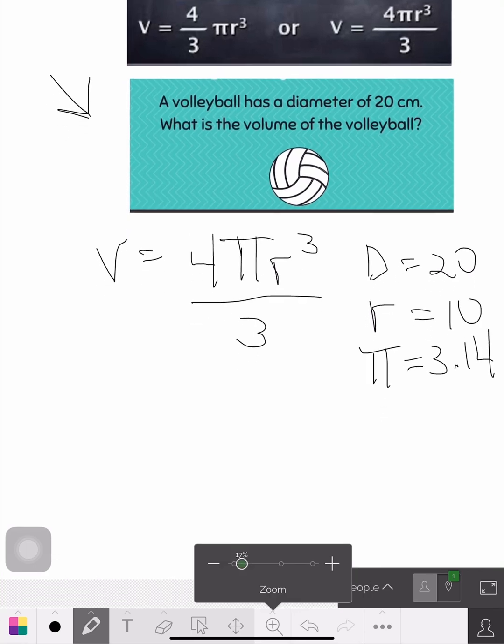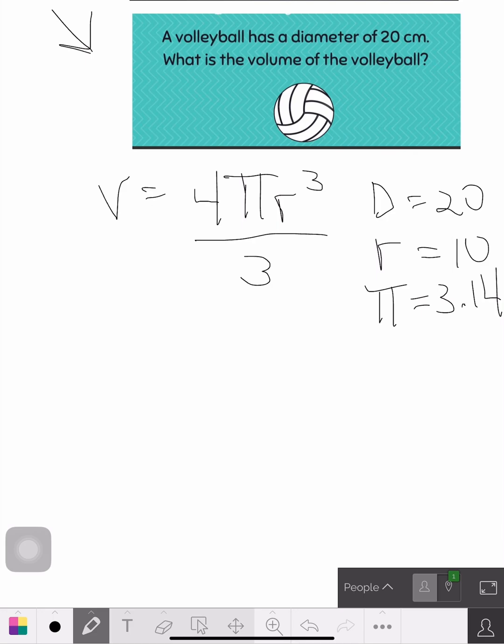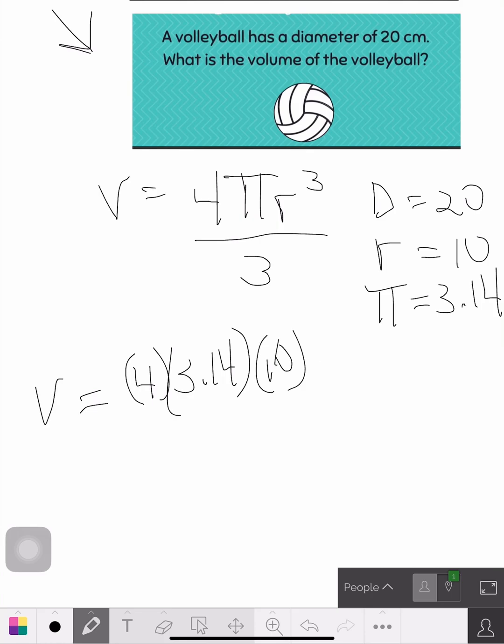Now let's just fill it in. So volume equals 4, and I'm going to put them in brackets so we keep these separated, 3.14, and the radius cubed is really 10 times 10 times 10. And now it's all over 3.